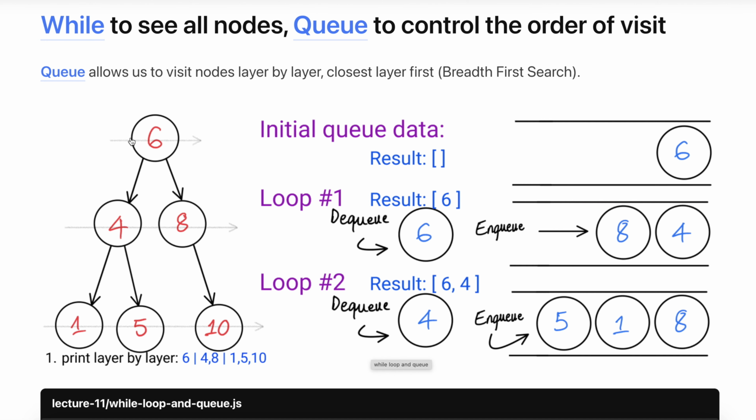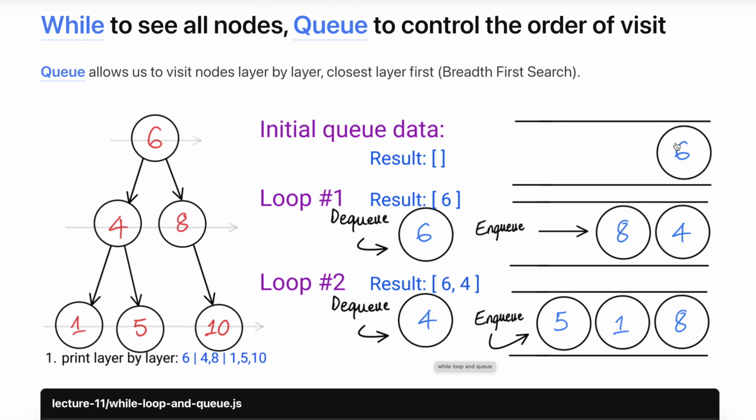So if we use the queue to control the order of visit, it's gonna happen like this. It's gonna start with the root node, go to the first layer and to the layers after it, one by one, and it's gonna print out 6, 4, 8, and 1, 5, 10. We will use a while loop to loop through this queue until there is no node left in the queue. Let's manually run this algorithm together. So our initial queue data is gonna be 6, our root node, and we're gonna have an array to keep track of our final result.